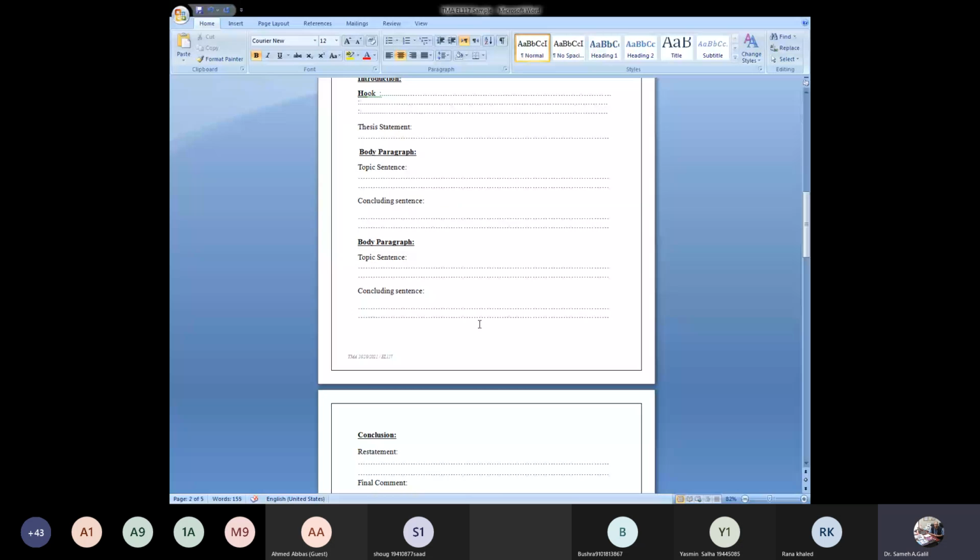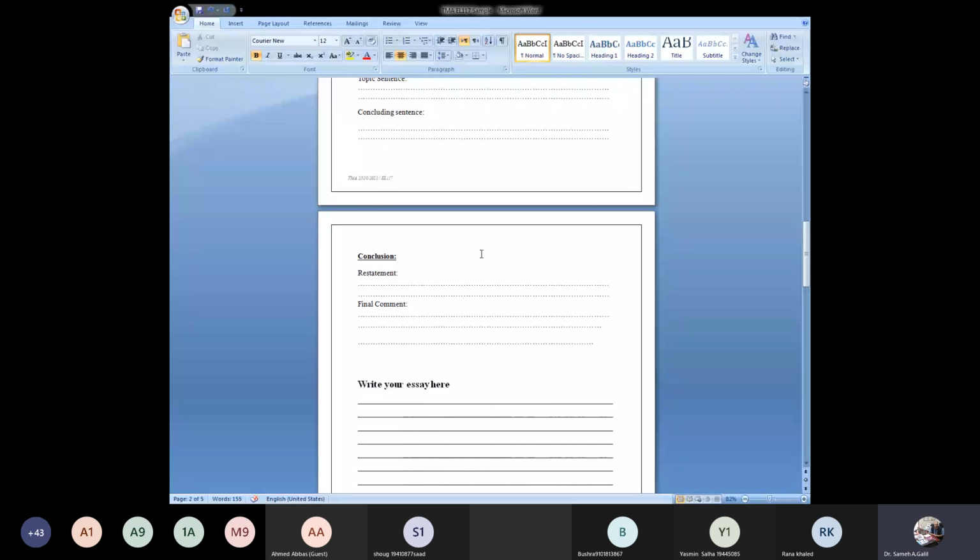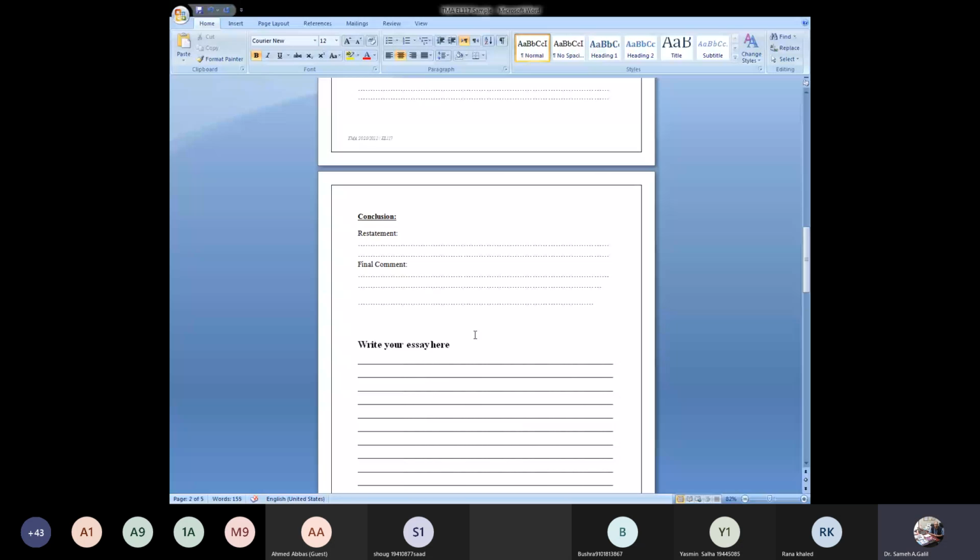And then you go to the conclusion and you restate the thesis statement. Restate means that you perhaps mention the thesis statement one more time, but in a different way. That's why we're saying restating or rephrasing. And then a final comment. It can be a recommendation. It can be an assessment of the whole situation.